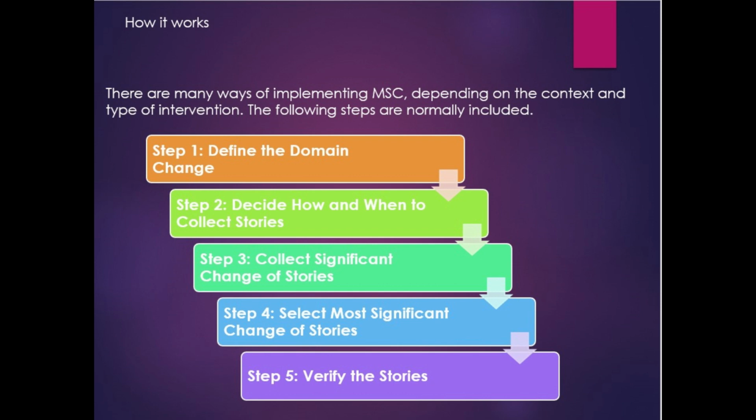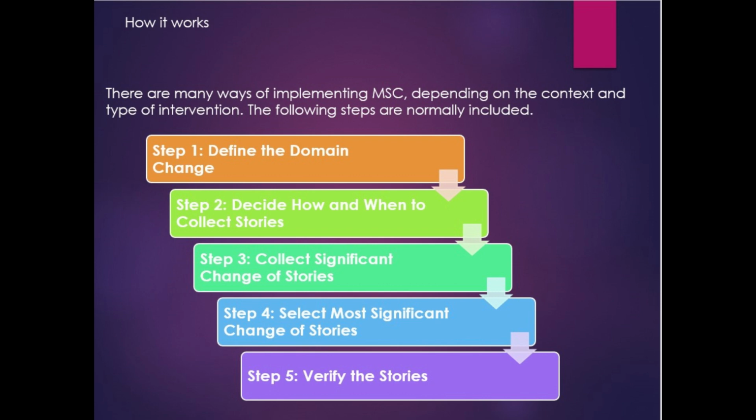In the third step, collect significant change stories. When we have defined the process of collecting stories and the timeline for collecting them, we already have this in place. The next step is to collect the stories by following the process we defined in the last step. Then we collect the most significant stories as per our plan through our project staff and other colleagues.